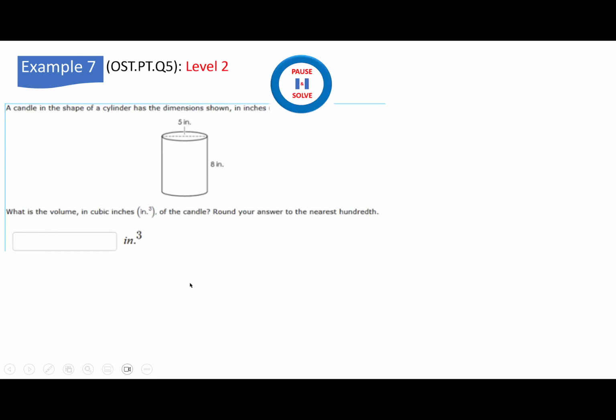Example 7. A candle in the shape of a cylinder has the dimensions shown in inches. What is the volume? It's very straightforward here, except that you have to pay attention. He is giving you the diameter. Don't make the mistake. Don't use the 5.